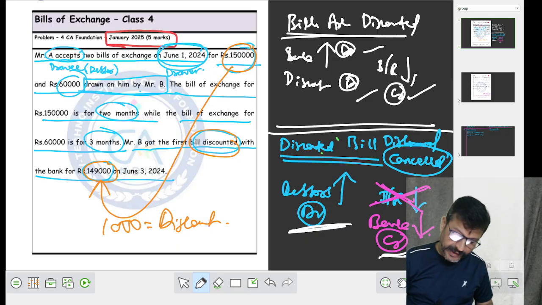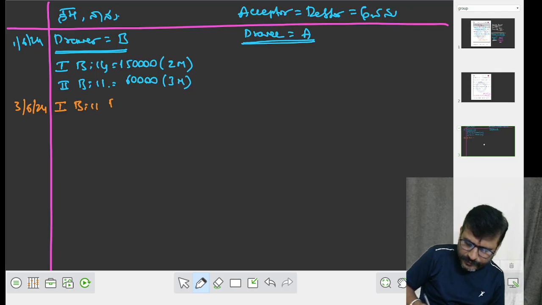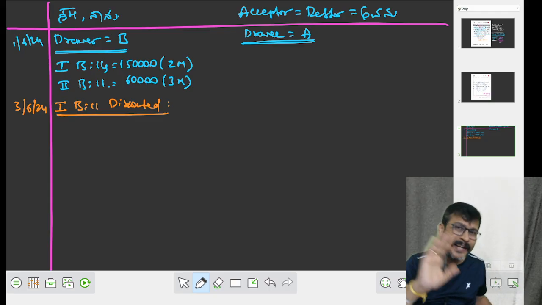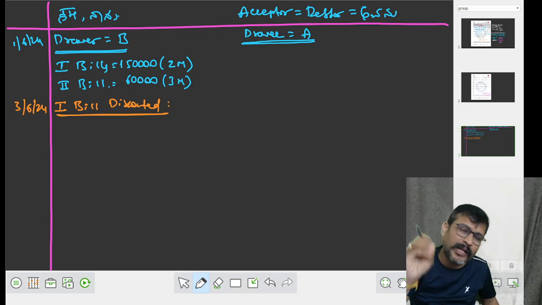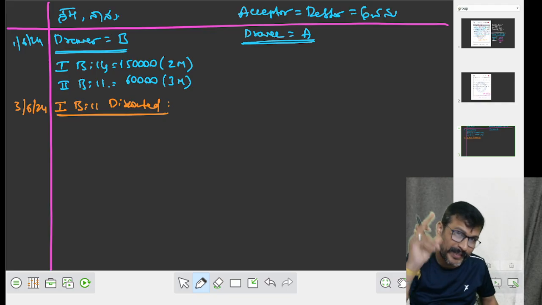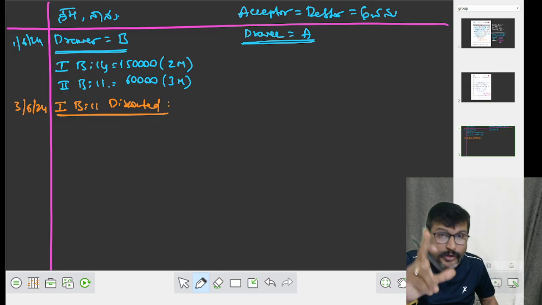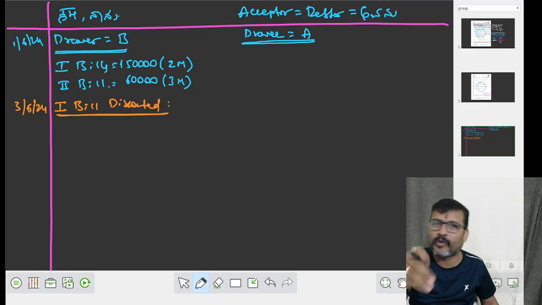Discount. कौन सा बिल डिस्काउंट हुआ? फर्स्ट बिल. कब? On 3rd June 24. Let me write. On 3rd June 24, first bill discounted. When discounted, the banker will not give immediate cash on the cash counter. The banker will put the amount in your bank account.